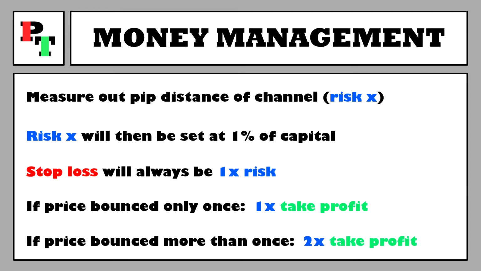But if the price has bounced from the channel any more than just the one time in our direction, we will double down on our entry and push it to a take profit level at 2x risk. That's regardless of whether it's bounced out 2 times or 2,200,000 times. 2x risk is the number.